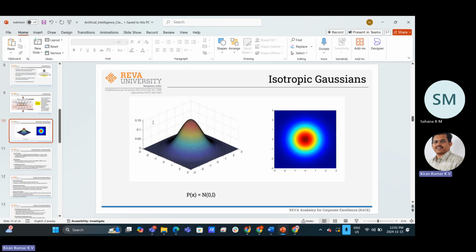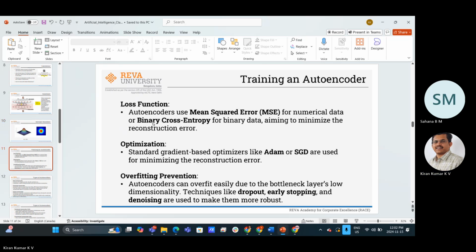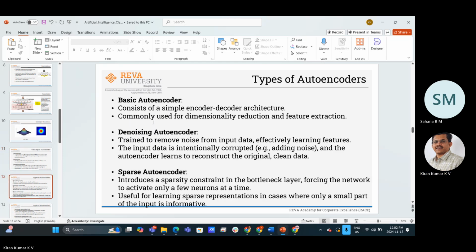Okay, so this is a three-dimensional Gaussian curve. We'll be playing with these parameters: the loss function, optimization, and overfitting prevention while creating an autoencoder. Next will be different kinds of autoencoders. We started with the basic autoencoder, which contains an encoder and a decoder, commonly used for dimensionality reduction and feature extraction. Next is the denoising autoencoder.